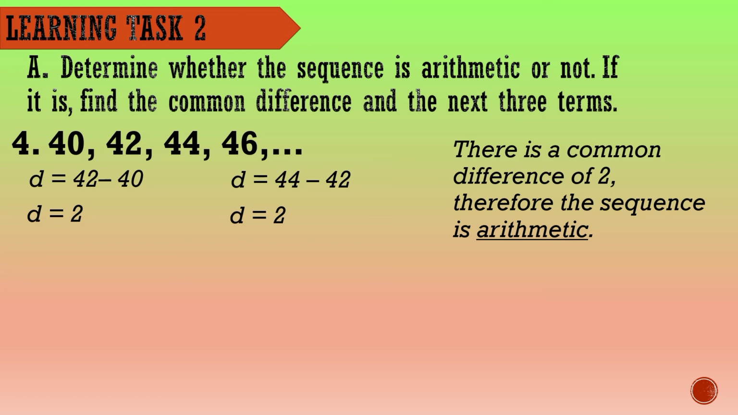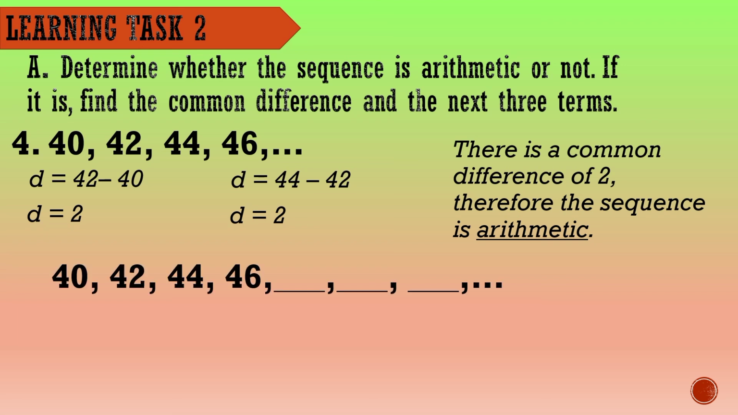So, since it is arithmetic, we have to find the next 3 terms of 40, 42, 44, 46 by adding 2 to each term after 46. So, 46 plus 2 is 48. 48 plus 2 is 50. 50 plus 2 is 52. Naintindihan po ba si number 4? I hope tama ang inyong naging sagot.